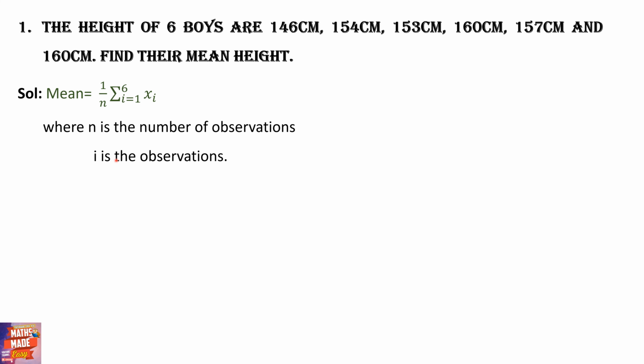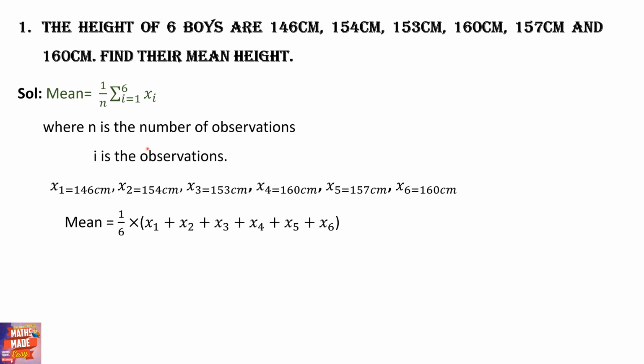So i is for the observations, right? Observations of each one. So x to the base 1 is 146 centimeter, x2 will be 154 centimeter, and similarly I have given the respective names to those values, to each observation, right?